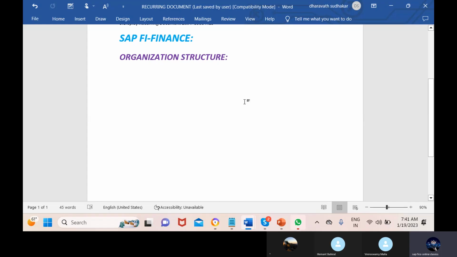When it comes to organization structure, I told you in the last session, every module has its own organization structure in order to implement SAP. Okay, now we'll see the finance organization structure. In the finance organization structure, you can see some of the elements like company code, business. We'll know what is the difference between company and company code in SAP.